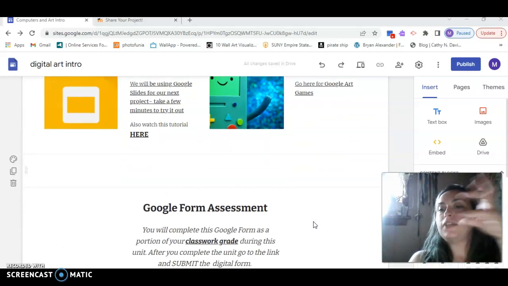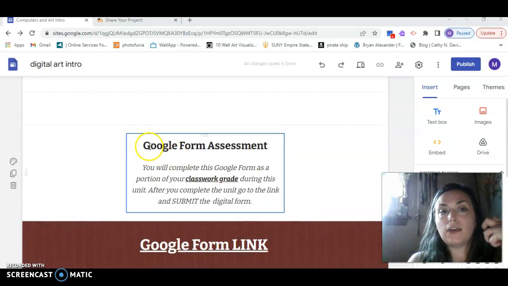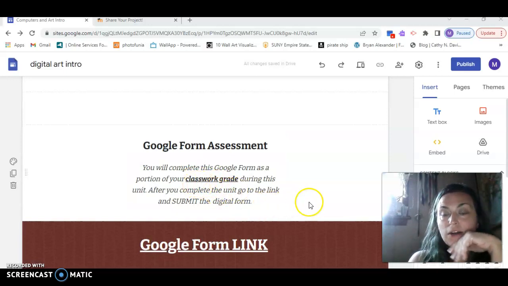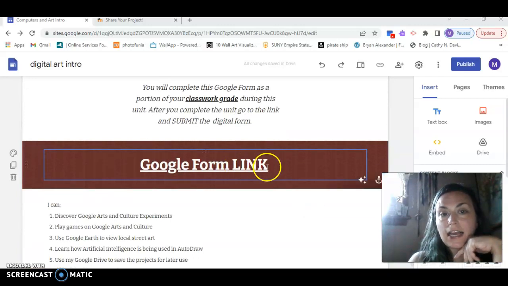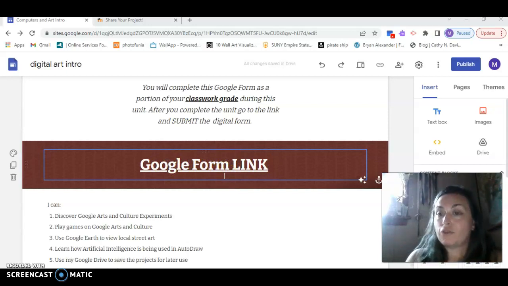So after they completed all of this, they were able to go on and complete a Google form assessment. This was part of their classwork grade. So, I have their grades all divided up, and they get 5 classwork grades for their semester. This was one of them. So when they clicked on the Google form link, it brought them to that, and then they had to fill it out and submit that in order to receive a grade for this mini unit.